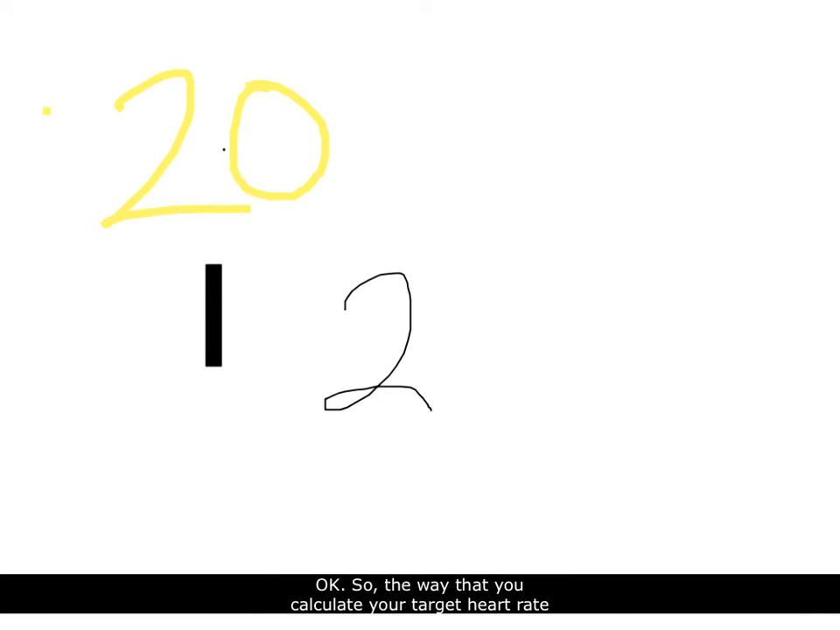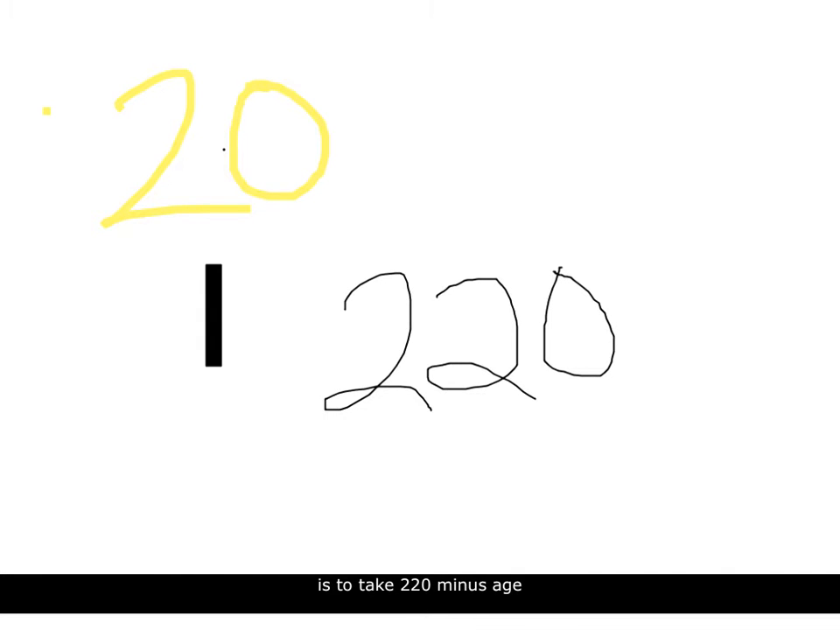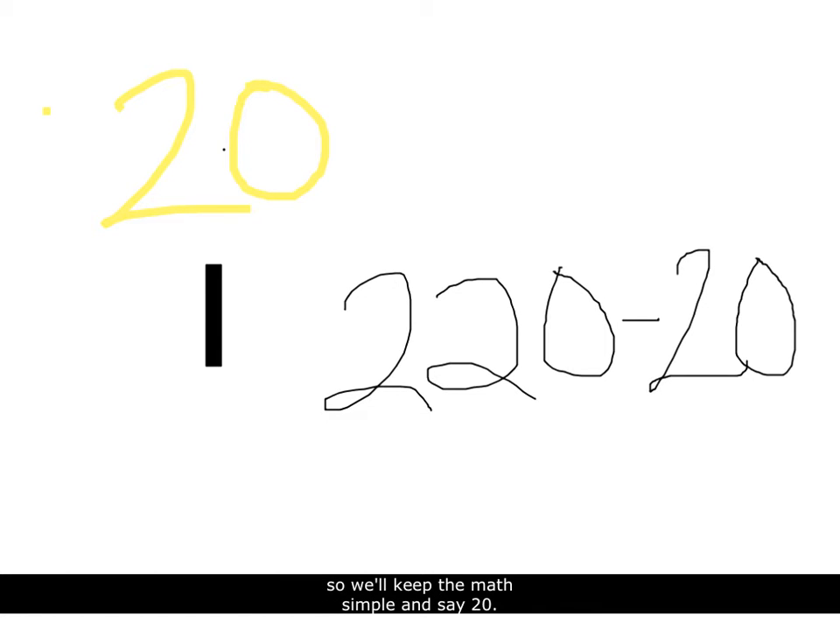Okay. So the way that you calculate your target heart rate is to take 220 minus age, and there are little calculators you can use to do this online, but the math is really easy. We'll just keep it simple. Most of you are probably in the age range of 20 to 30, so we'll say 20. So you take the number 220, that's your static value. You subtract 20, that equals 200.